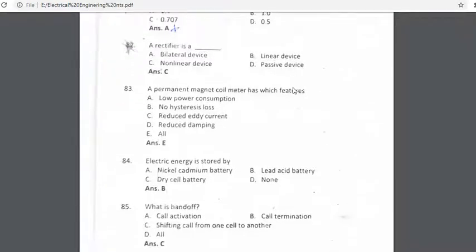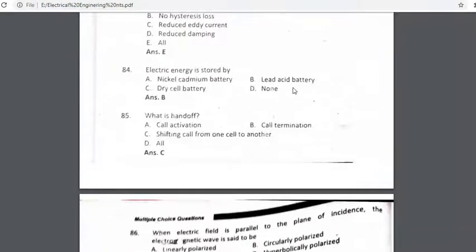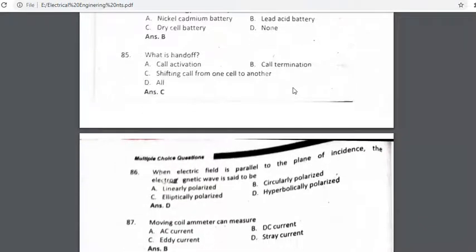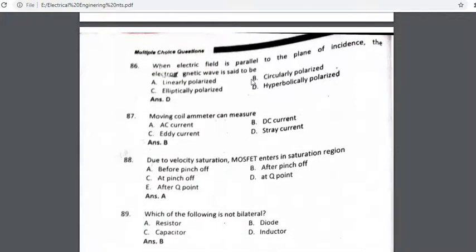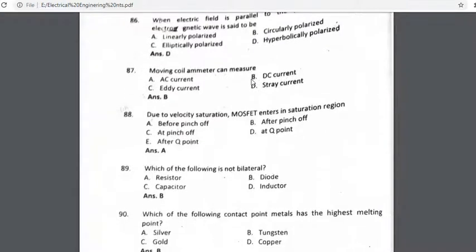A permanent magnet moving coil has its features of what? All. Electric energy is stored in lead acid battery. We just store electric energy in lead acid battery. What is handoff? Handoff means the shifting of a call from one cell to another. Which electric field is parallel to the plane of incidence? It is horizontally polarized. Moving coil ammeter can measure DC current.